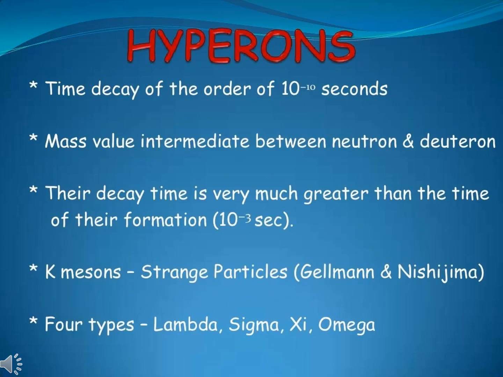So next hyperons. Hyperons have a decay time of the order of 10 power minus 10 seconds. Mass value intermediate between neutron and deuteron. The decay time is very much greater than the time of their formation, 10 power minus 23 second. Kaons, strange particles, were discovered by Gell-Mann and Nishijima. Then hyperons is classified into four types, that is lambda, sigma, psi and omega.